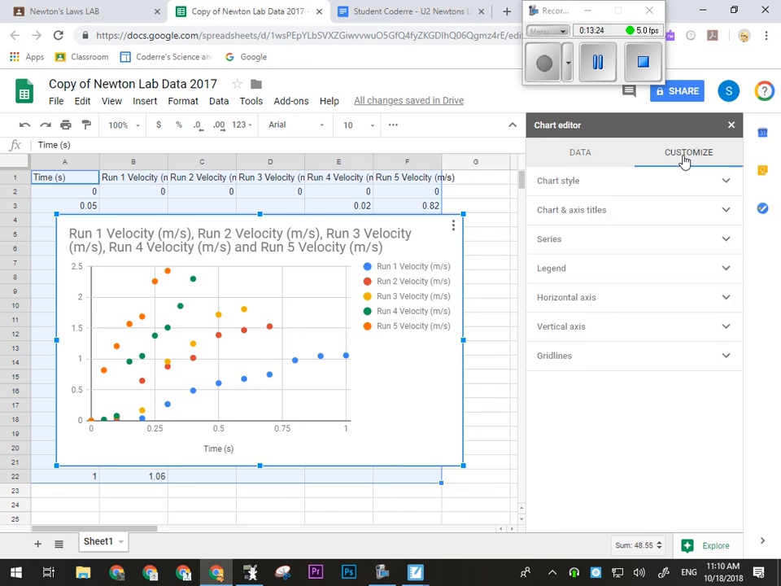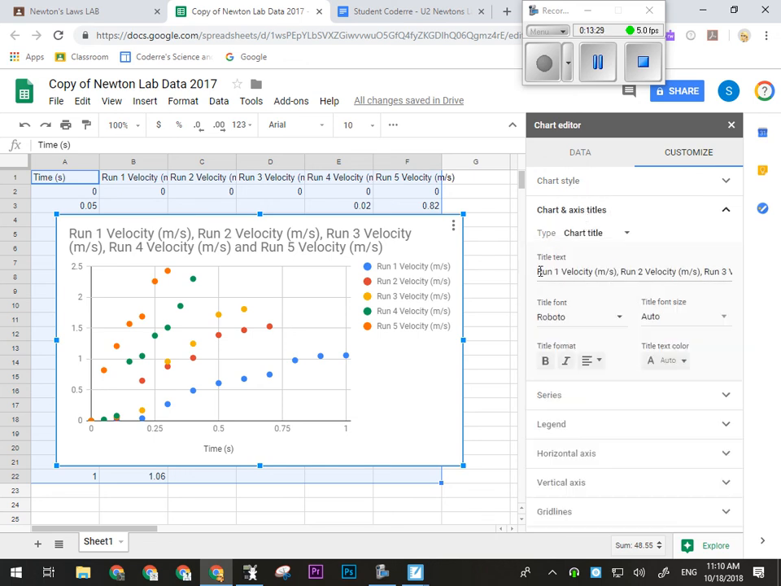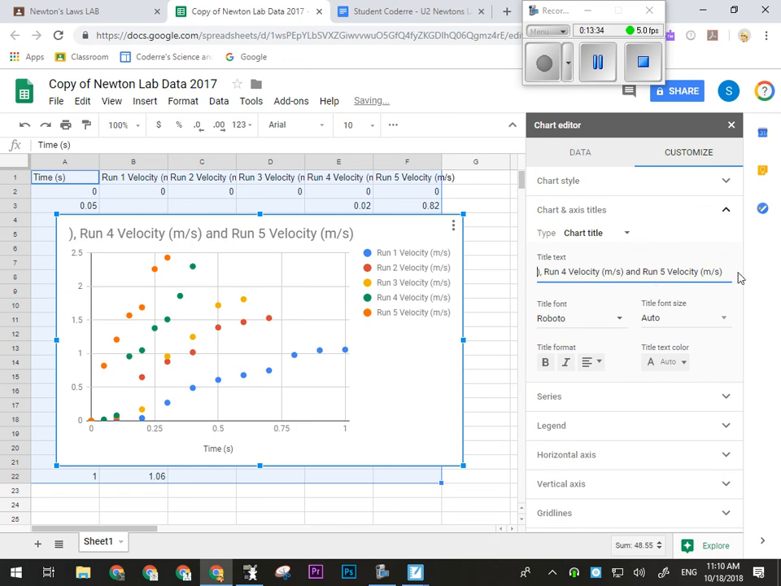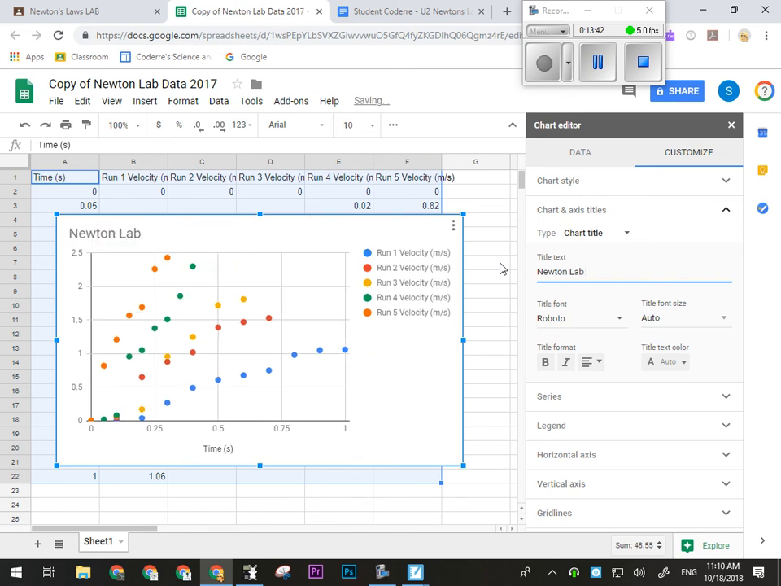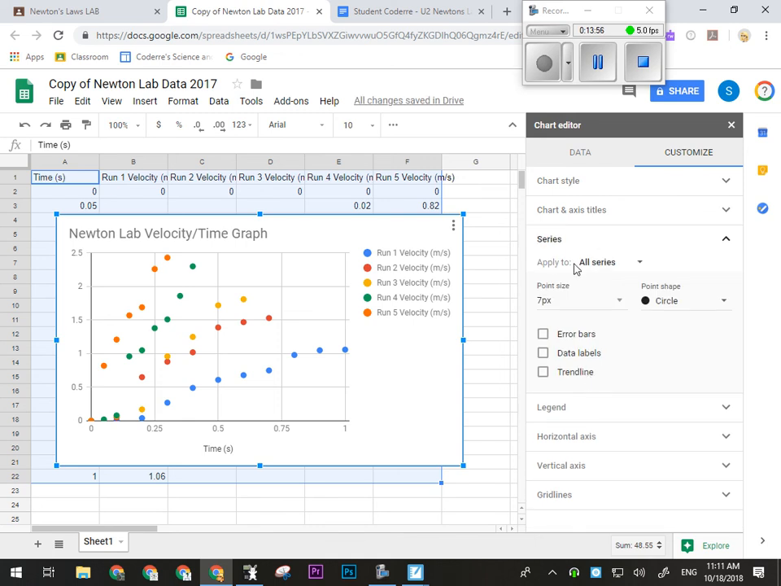Then I'm going to go to customize, and to chart axis and titles. The title it picked is crazy. I don't want it, and it's going to take me forever to delete it because it made it so long. So I'm just going to call it Newton Lab velocity time graph. Then I'm going to go to series and apply this to all series, rather than just one. That's the nice time-saving feature of this new update.